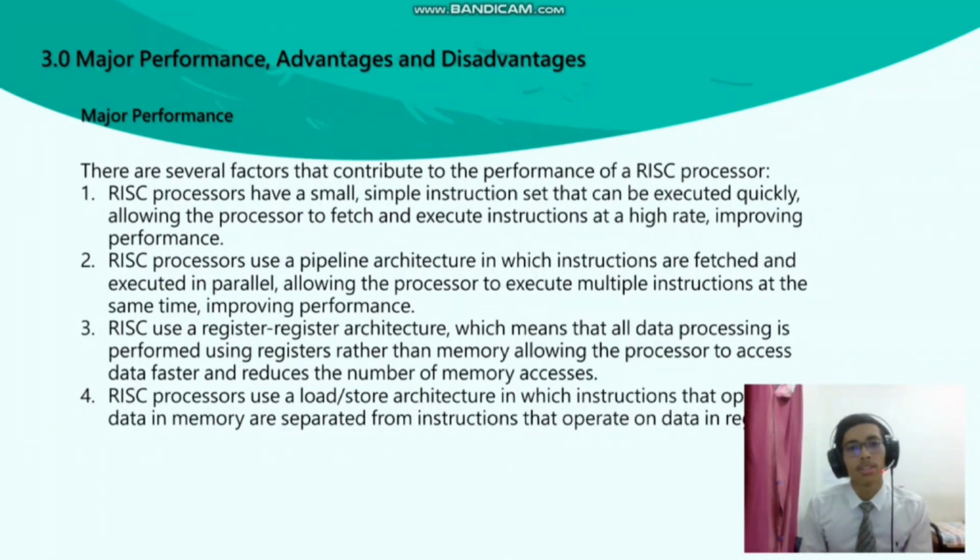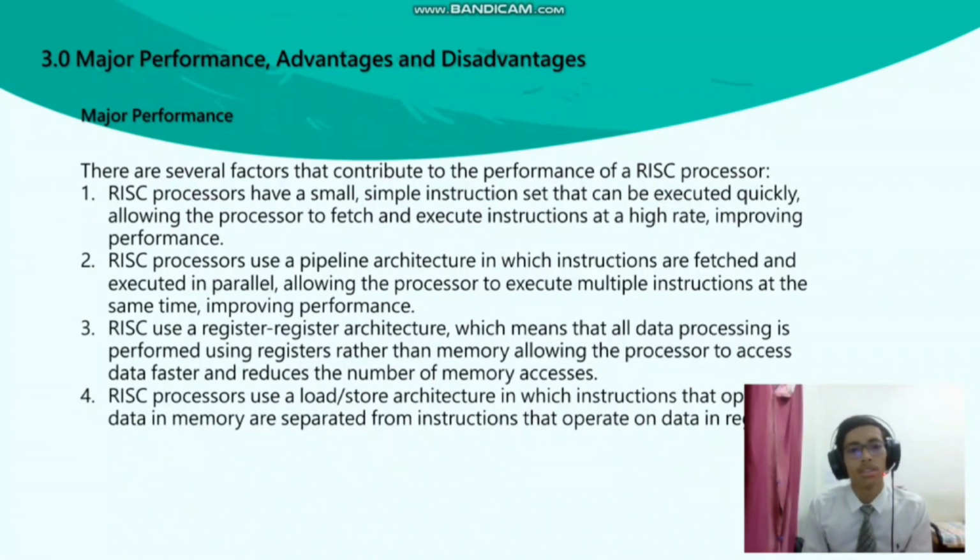There are several factors that contribute to the performance of a RISC processor. Firstly, RISC processors have a small, simple instruction set that can be executed quickly, allowing the processor to fetch and execute instructions at a high rate, improving performance. Secondly, RISC processors use a pipeline architecture in which instructions are fetched and executed in parallel, allowing the processor to execute multiple instructions at the same time, improving performance.